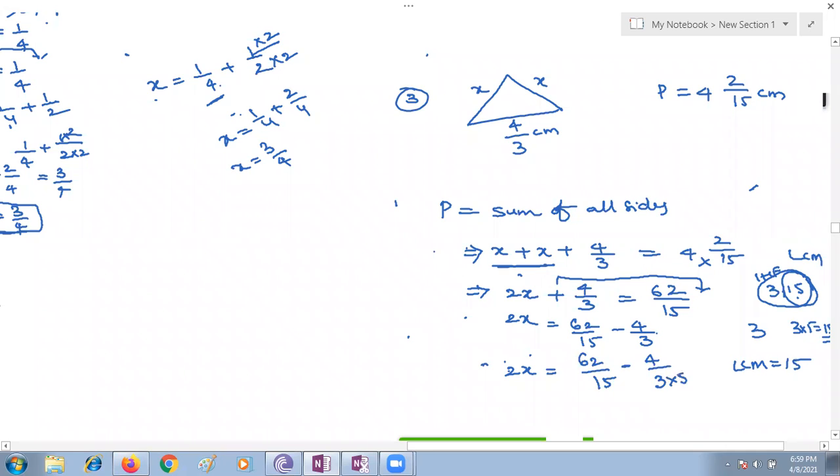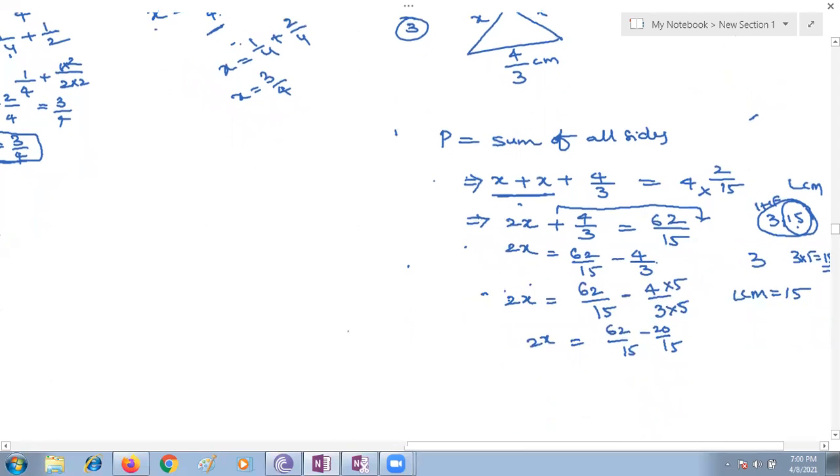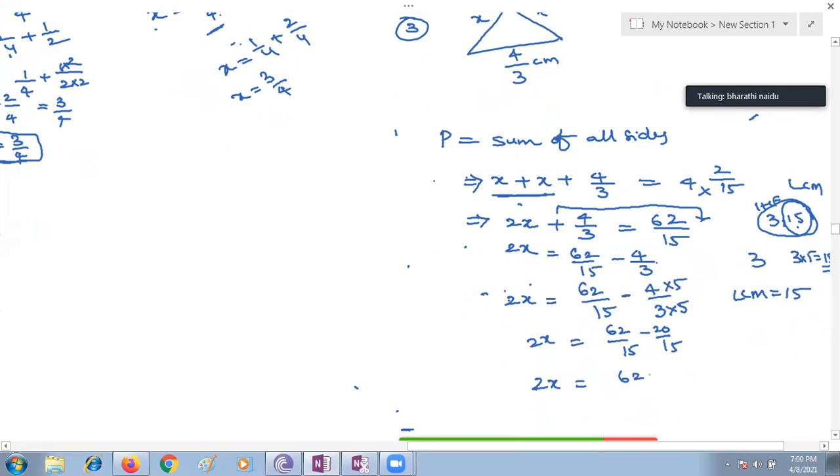5 and 5, very good. 4 by 3 becomes 20 by 15. Come on. Now 2x is equal to how much, children? 62 by 15 minus 20 by 15. Now denominators are same, so you can subtract the numerators. 62 minus 20 by 15, which is nothing but 42 by 15.